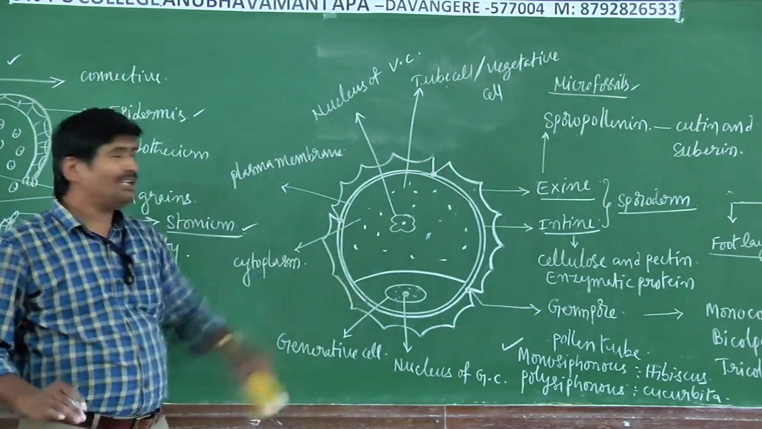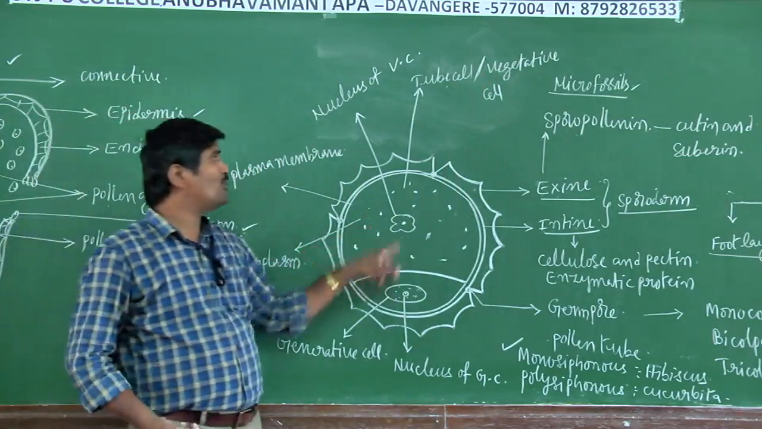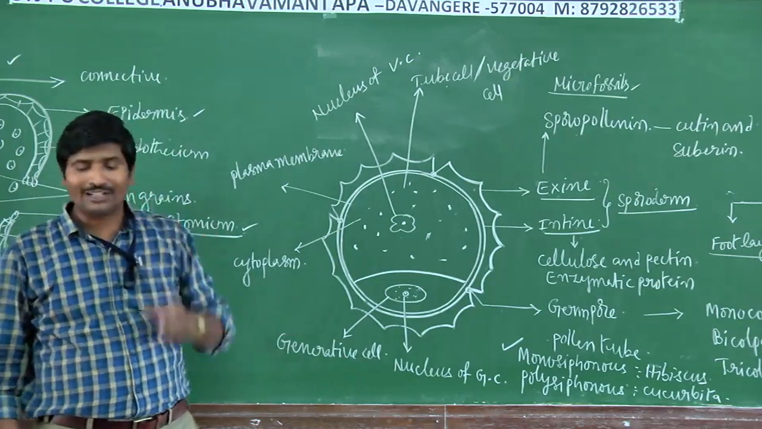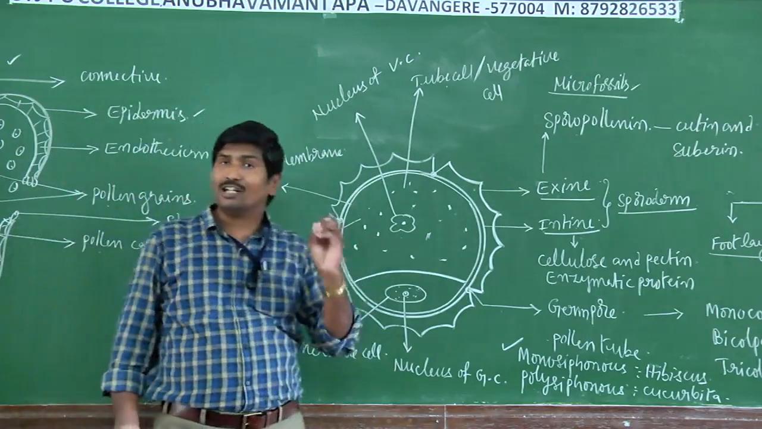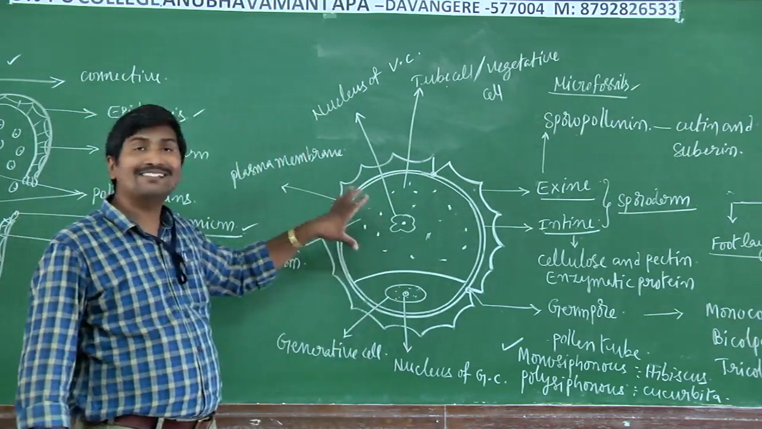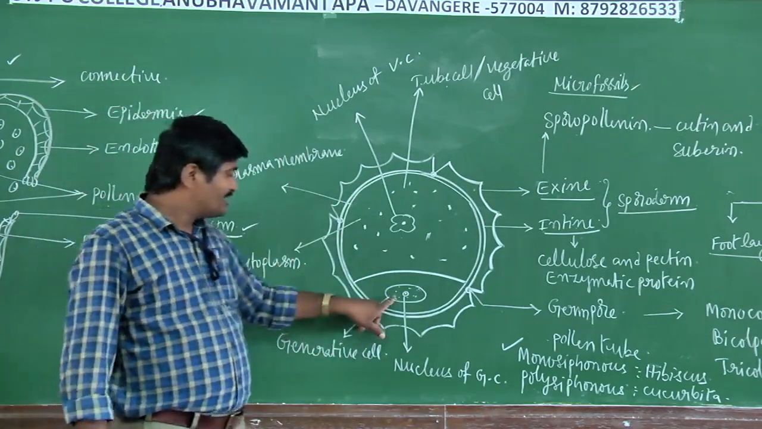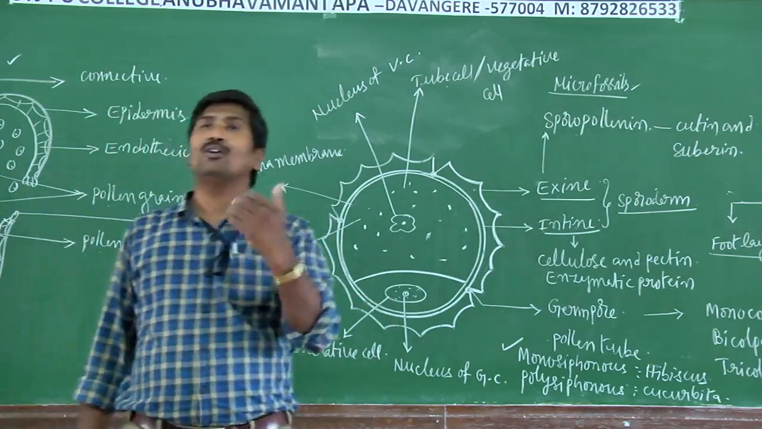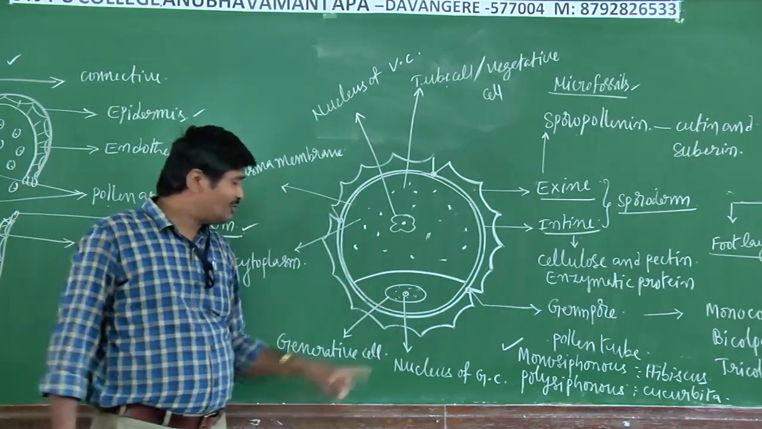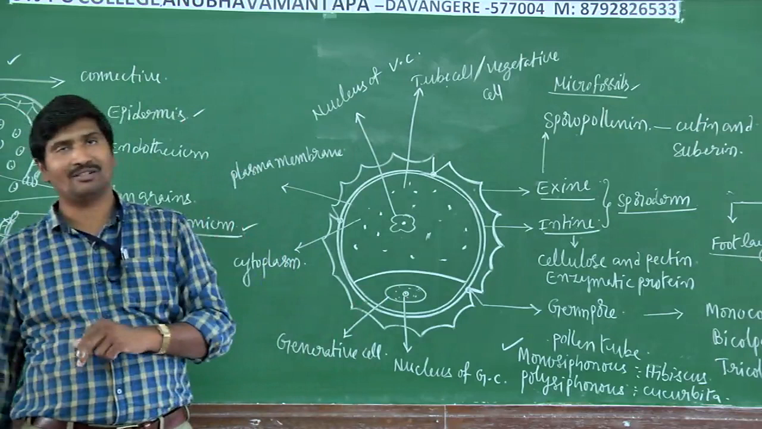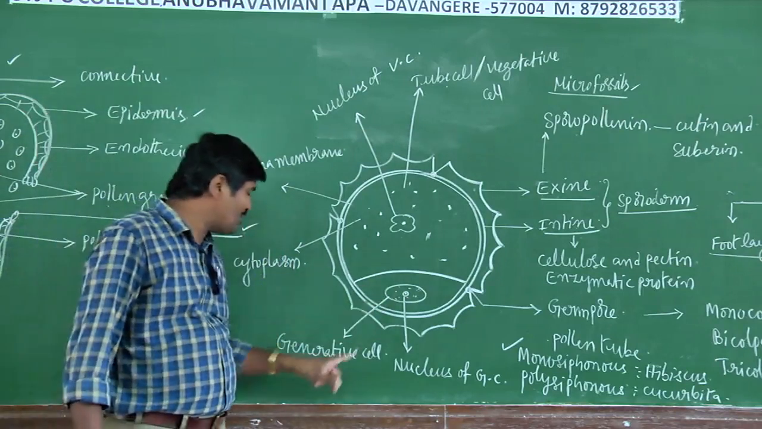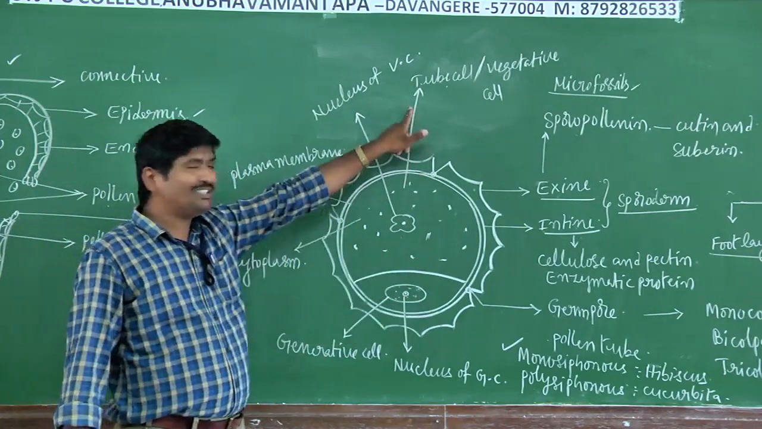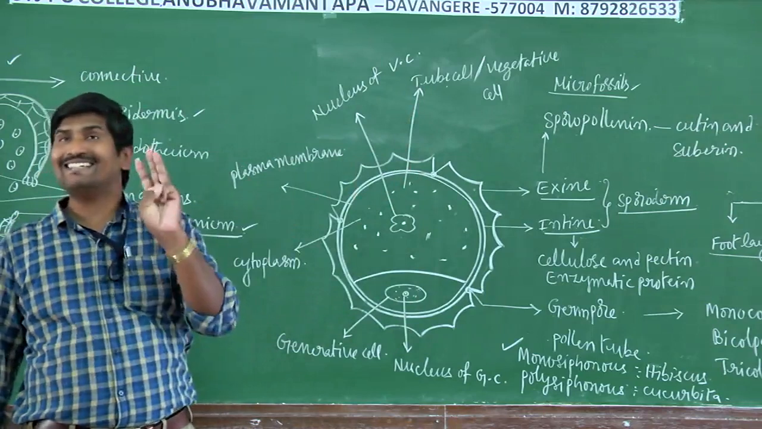Totally, in the structure of the pollen grain, how many cells are there? Two cells. One is the vegetative cell, another one is the generative cell. In the majority of flowering plants, the pollen grains are shed from the anther at this two-cell stage. And further, the generative cell undergoes one more mitotic cell division to form two male gametes. Two male gametes plus one vegetative cell is known as the three-cell stage.